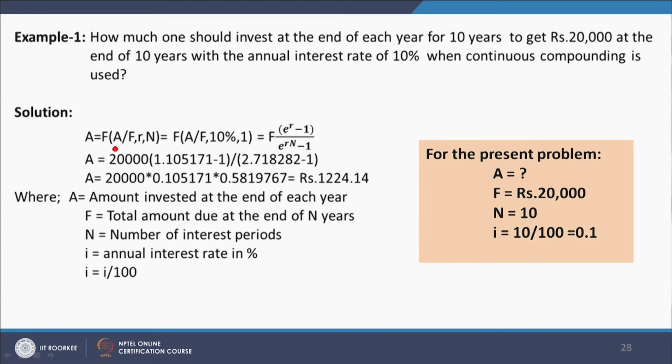This is again another question on continuous compounding. How much should one invest at the end of each year for 10 years to get rupees 20,000 at the end of 10 years with the annual interest rate of 10% when continuous compounding is used? Here what we want is A, and this factor A by F, comma r, comma n is known to us. So, we use F into e to the power r minus 1 divided by e to the power rn minus 1. We use this equation and put the values. So, A comes out to be 1224.14.